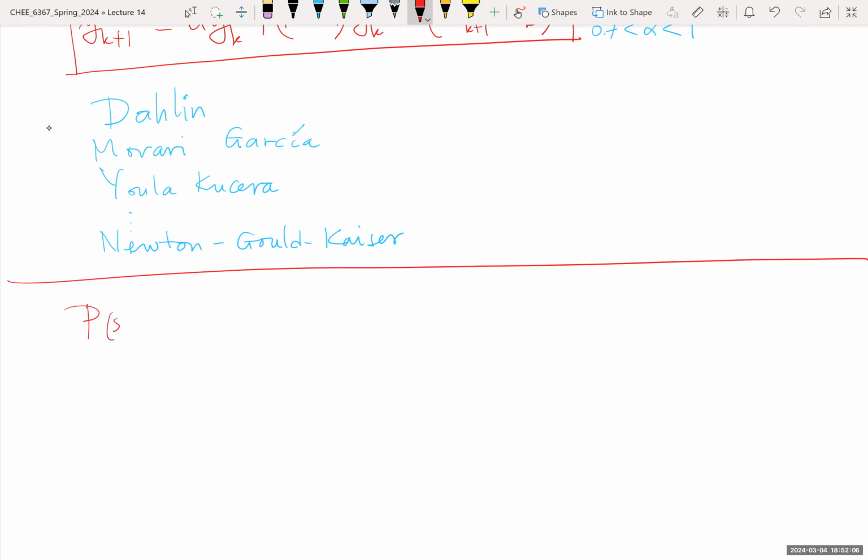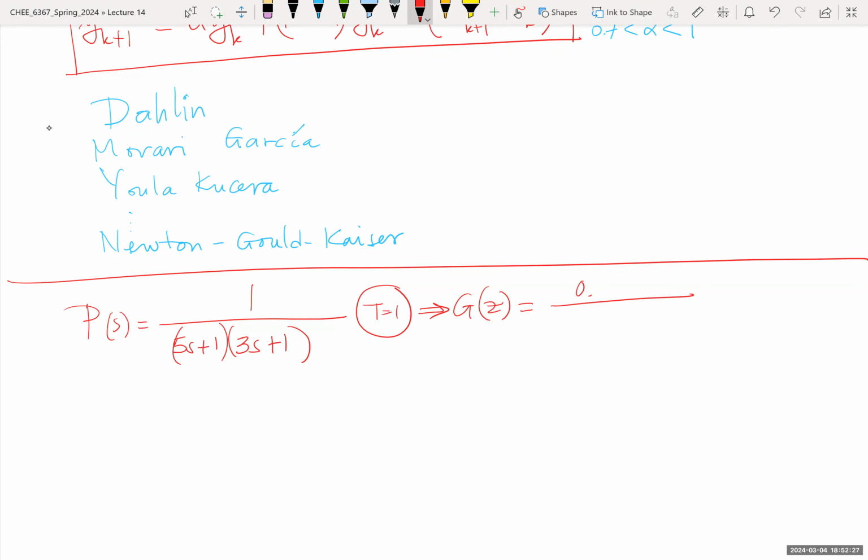If I have the system P of S equal to this simple two first order systems in series, we get these all the time. If I discretize that at a reasonable time, I can get G of Z. This is with sampling period equal to 1. It gives you G of Z equal to 0.028 Z plus 0.0234 over z squared minus 1.54 z plus 0.587. Nice, simple, elegant. Stable, yes, stable.